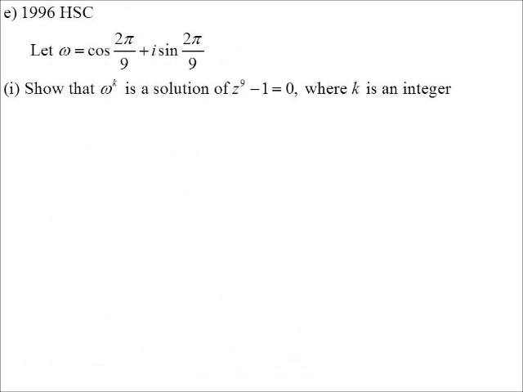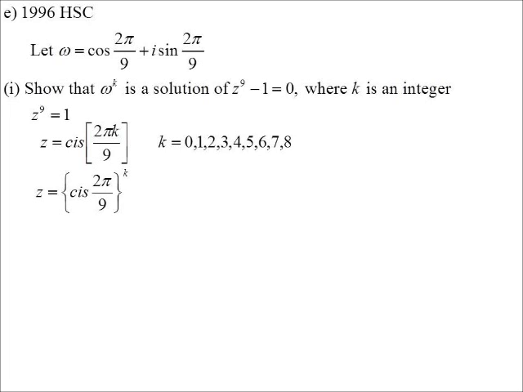Okay, it's an old question. In this case, they told me which of the solutions omega is. So it's going to be cis 2 pi on 9. And what it's saying is we're now going to show that omega to the power of k is always a solution of z to the power of 9 minus 1. But because I now know the specific solution, it makes life a lot easier, because if z to the power of 9 is equal to 1, then I'd say, oh, well, z is equal to cis 2 pi k on 9, where k is, and this time I have listed them all out, 0, 1, 2, 3, up to 8.